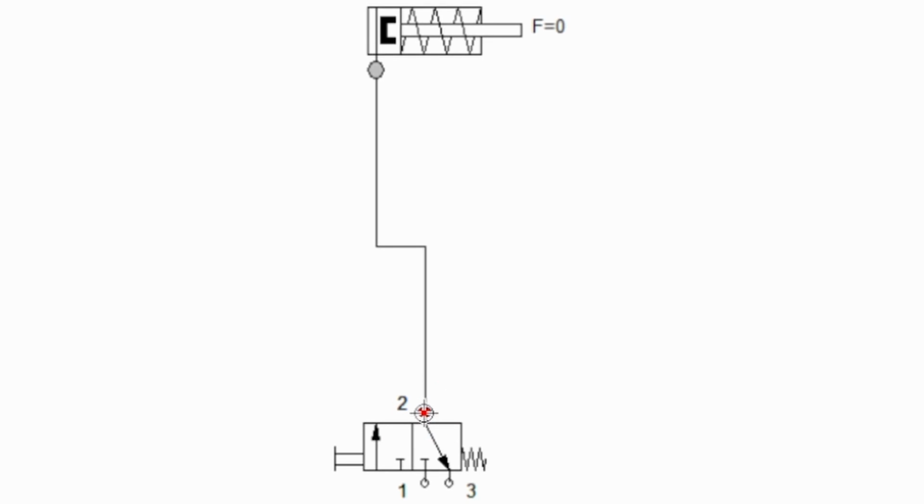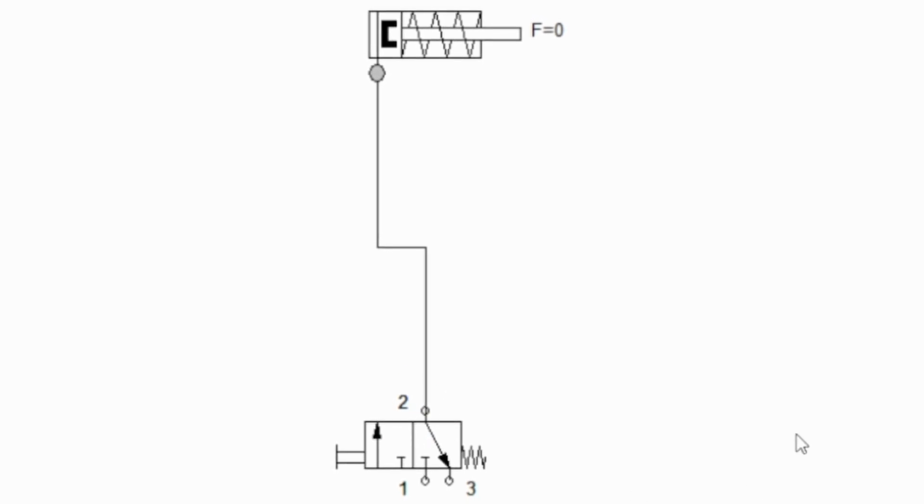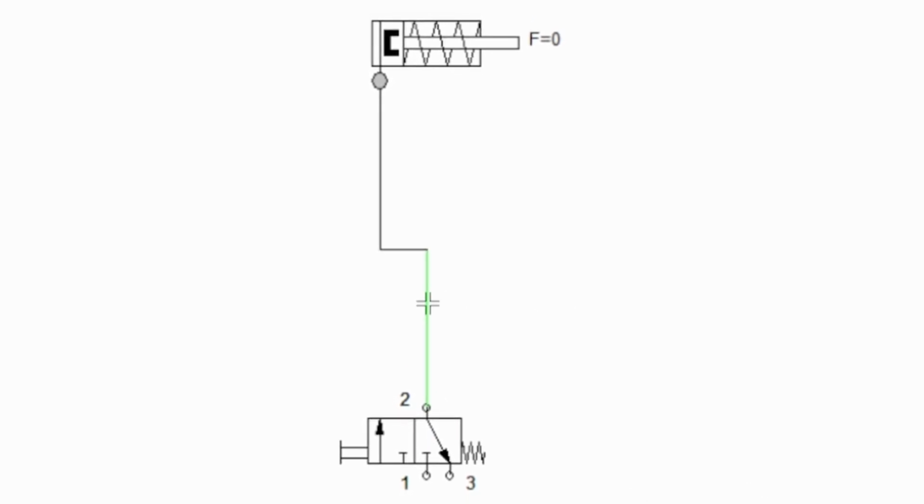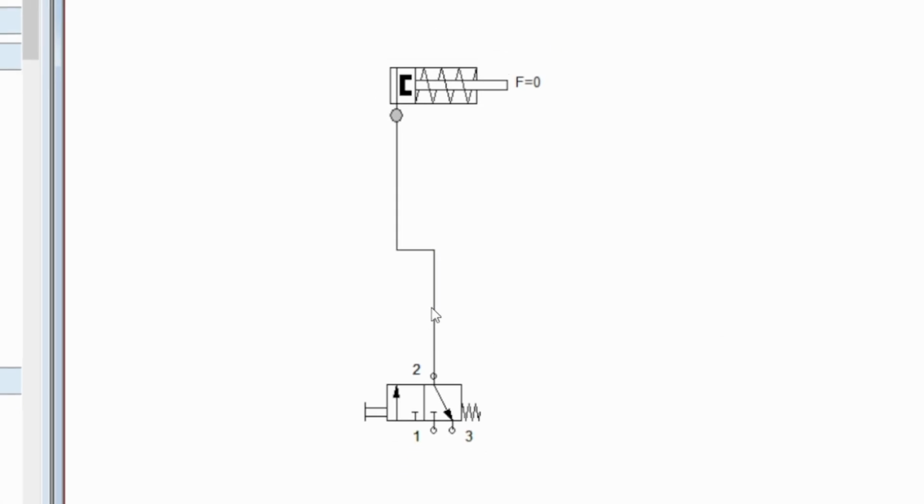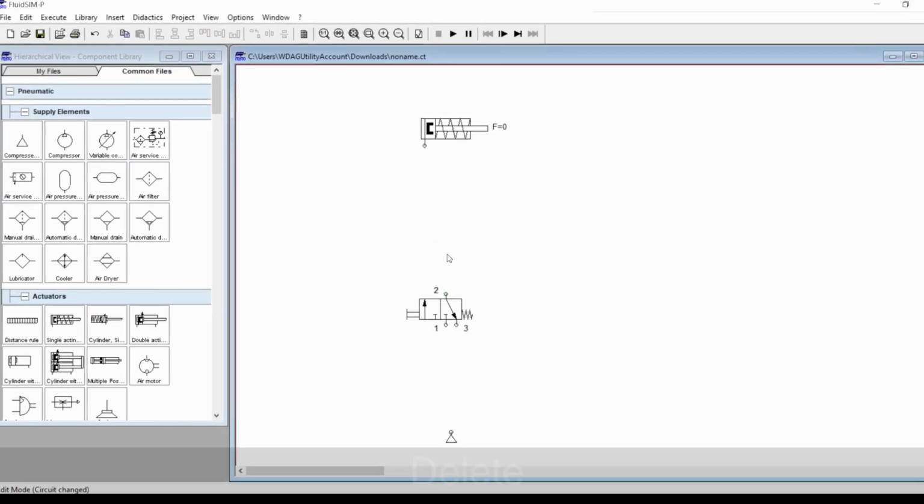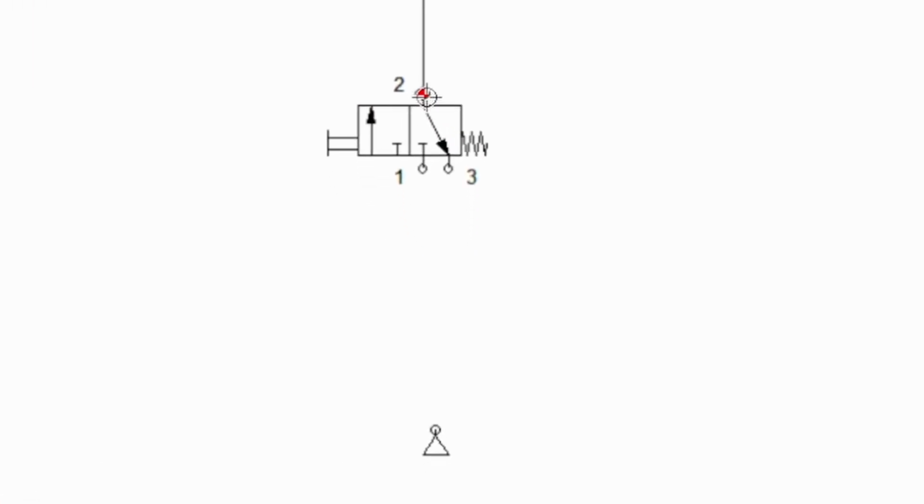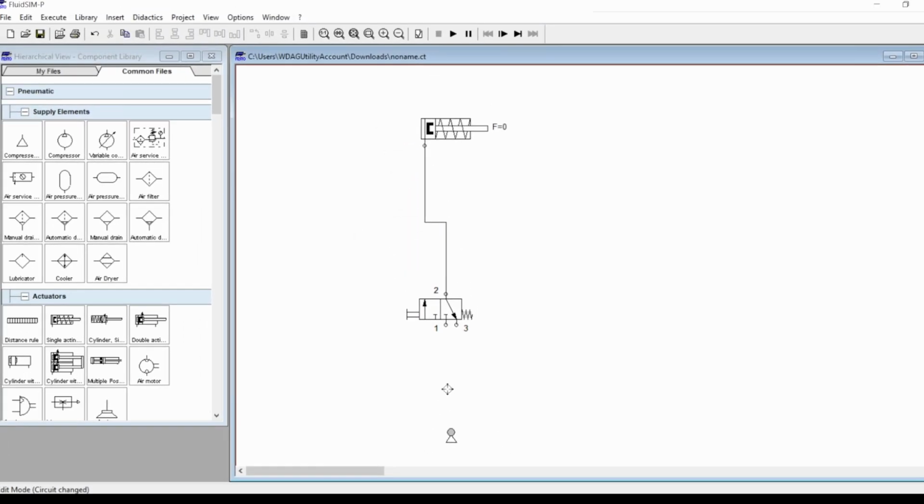Immediately, a line appears between the 2 chosen connections. To remove a connection between 2 components, left-click the line and press the Delete key. Now let me connect it back. Now let's connect the compressor with the 3x2 valve's port number 1. Move the mouse cursor over the compressor's port. Press and hold the left mouse button while moving to the 3x2 valve's port number 1 and release it.